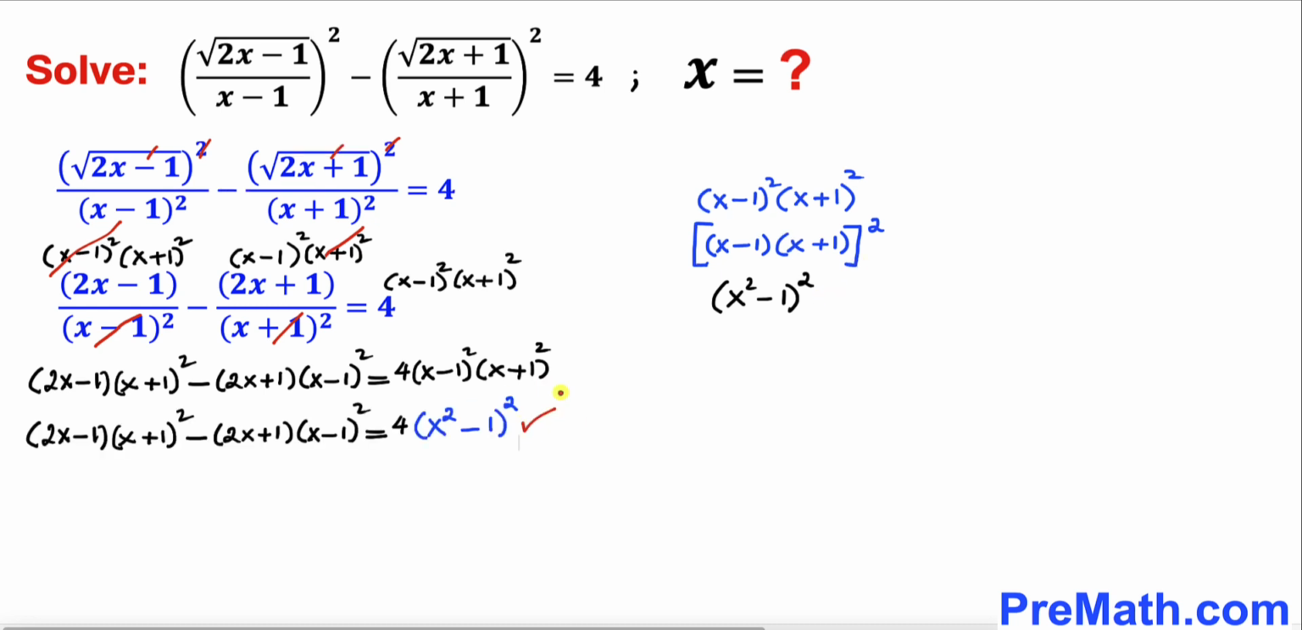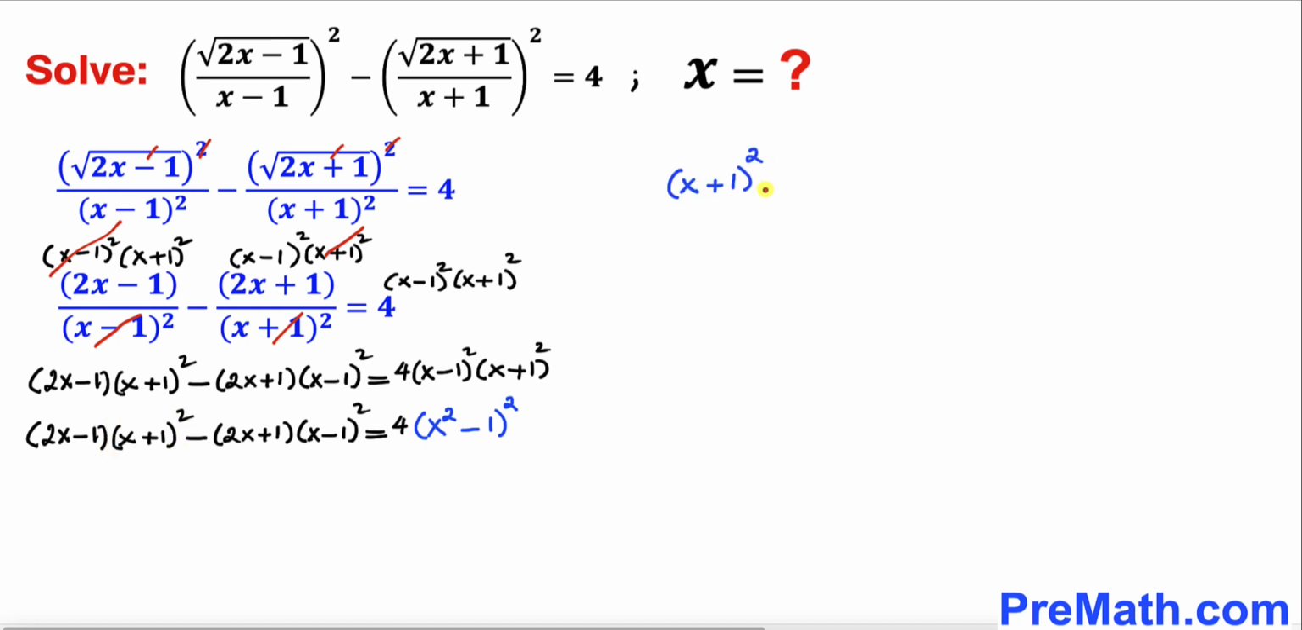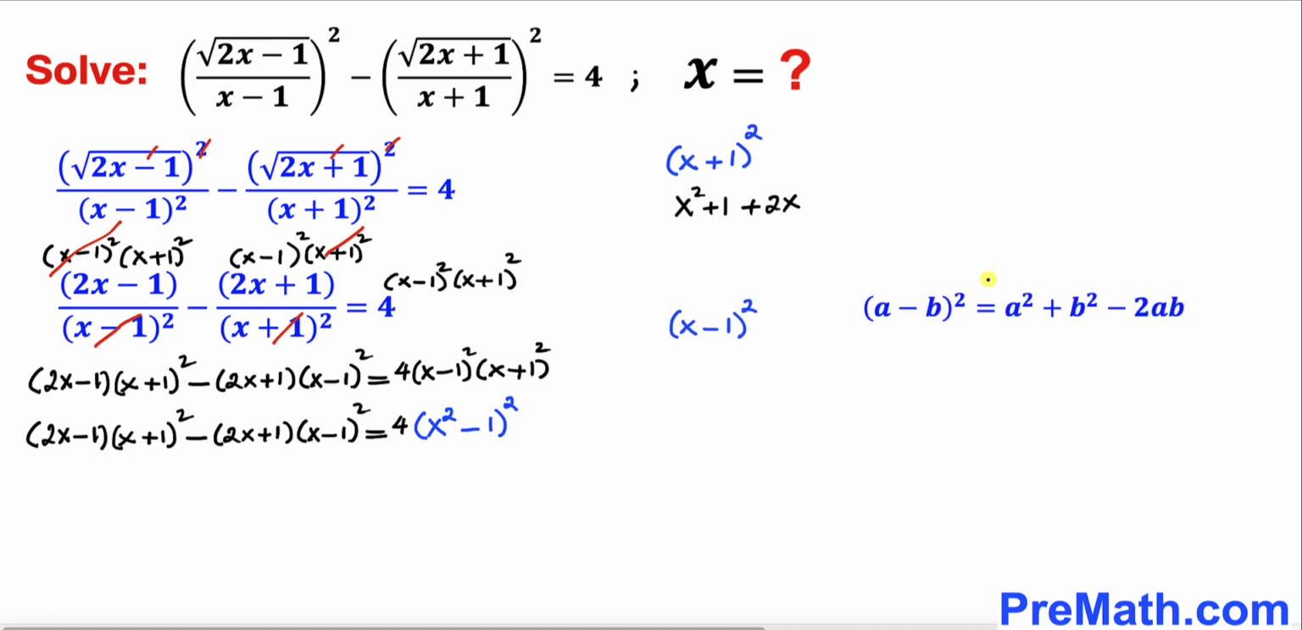And now let's focus on this part, x plus 1 whole square, and here I have copied it down. Let's recall this famous identity, a plus b whole square. We're going to apply it on this one. So this is going to simply give us x square plus 1 square, which is the same as 1, plus 2 times x. Now let's focus on this part, x minus 1 whole square, copied down here. Let's recall the identity a minus b whole square. We're going to apply it over here. So that is going to give us x square plus 1 square, which is the same as 1, minus 2x.